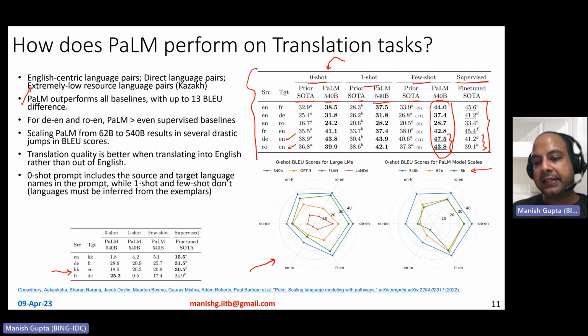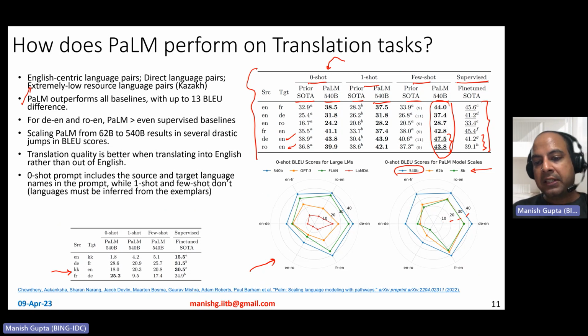What you observe is that, yes, as you increase the scale of the model, of course, you get a better BLEU score. So this is 10 BLEU, 20 BLEU, 30 BLEU, 40 BLEU. As you increase from 8 billion to 540 billion, it moves from an average of 20 to 25 BLEU to more like 40 BLEU, across different languages, as you see.